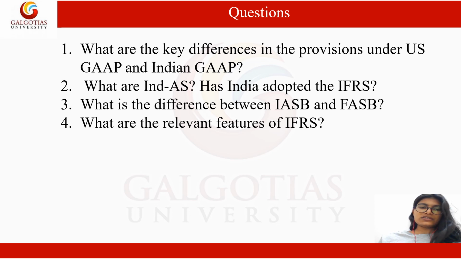Now the third question talks about the differences between IASB and FASB. So we've already covered this in our initial slides. IASB is International Accounting Standards Board, which is based in London, and FASB, which is based in the USA. The next question deals with the relevant features of the IFRS. A lot has been covered on IFRS in the previous slides, so you can refer to them for this.